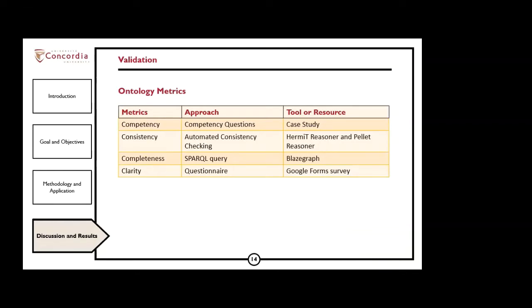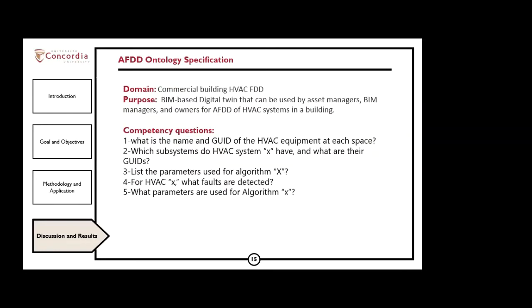The approach I'm looking at is, I have developed competency questions for a case study, and then I have done automated consistency checking using the HermiT and Pellet reasoners. Further, the competency questions are translated to SPARQL queries and I created a Blazegraph knowledge graph to extract that information, to check for completeness of the ontology that is being developed.